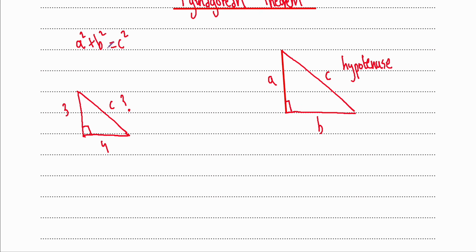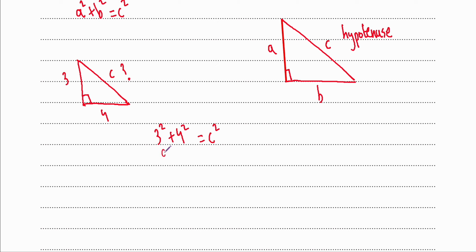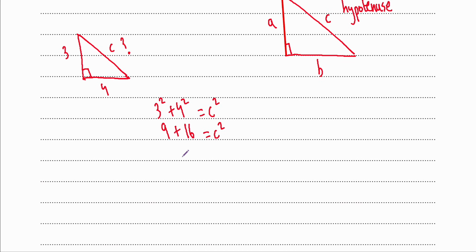Well, just use the formula, right? So a squared plus b squared is equal to c squared. So that means 3 squared plus 4 squared is equal to c squared. Okay, what is 3 squared plus 4 squared? 3 squared is 9, plus 4 squared, which is 4 times 4, is 16. This is equal to c squared. Now we have 9 plus 16, that is 25. The 25 is equal to c squared.